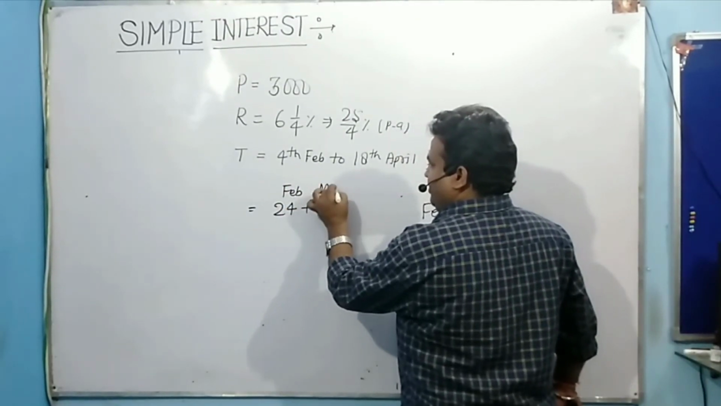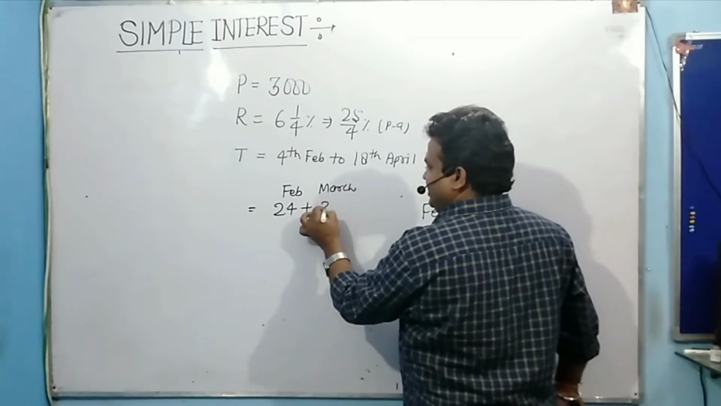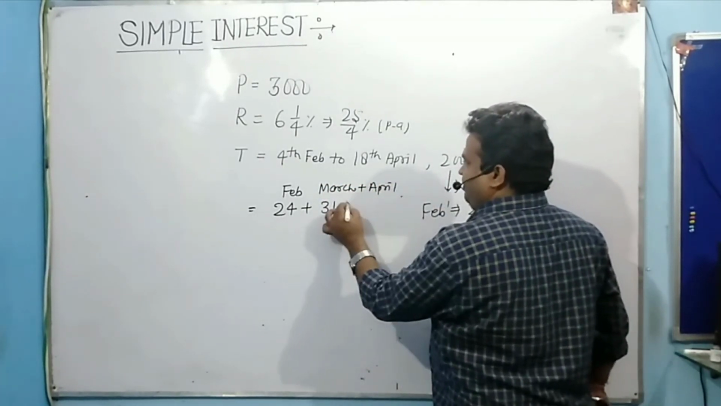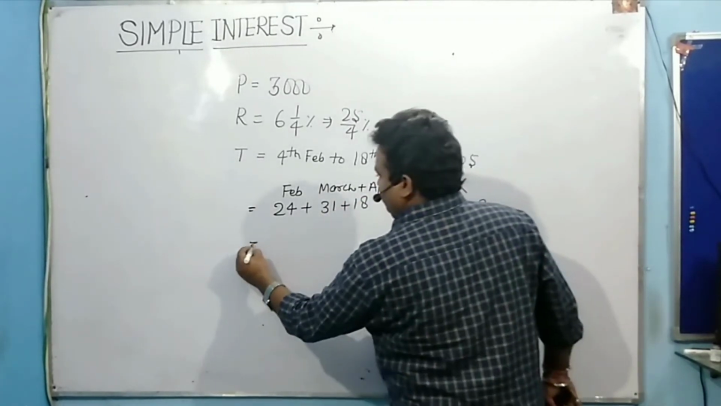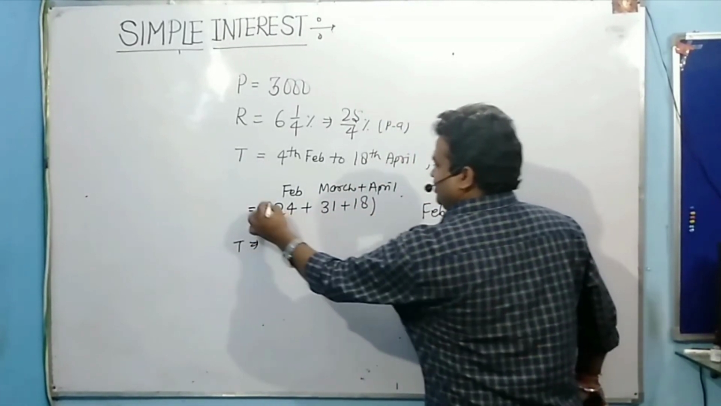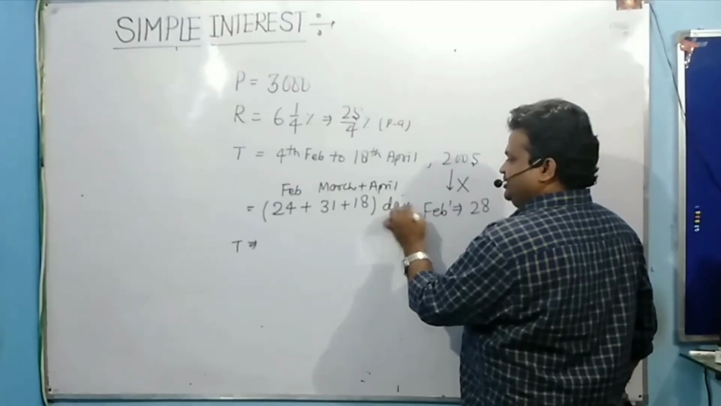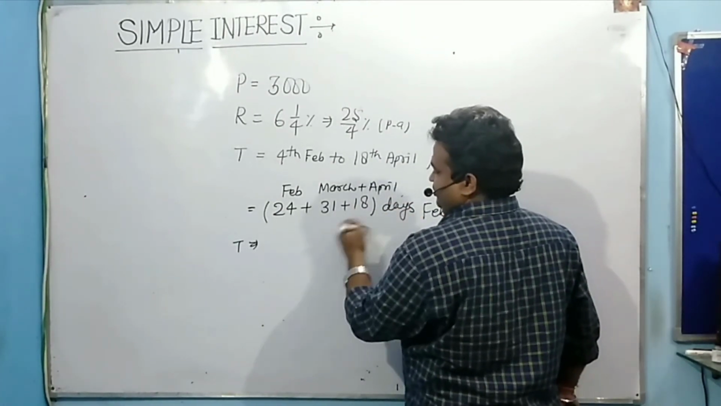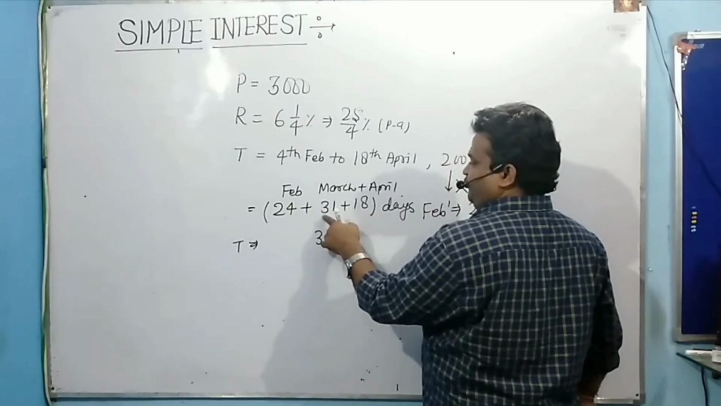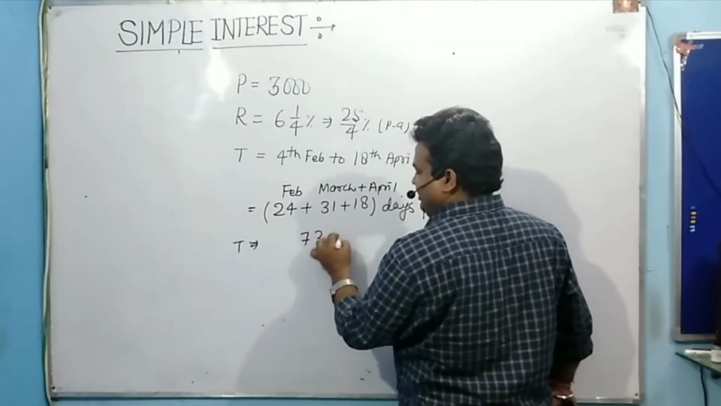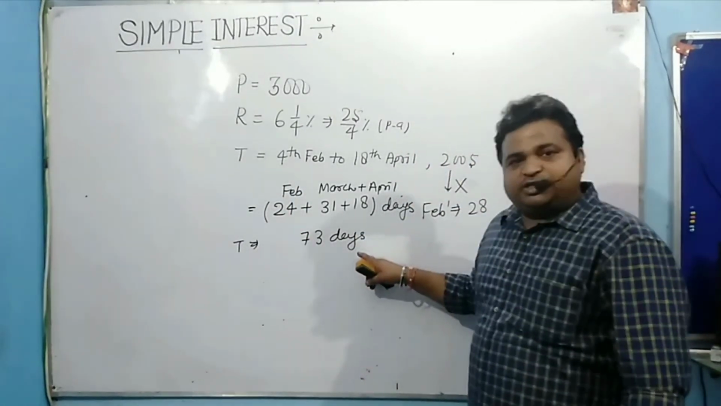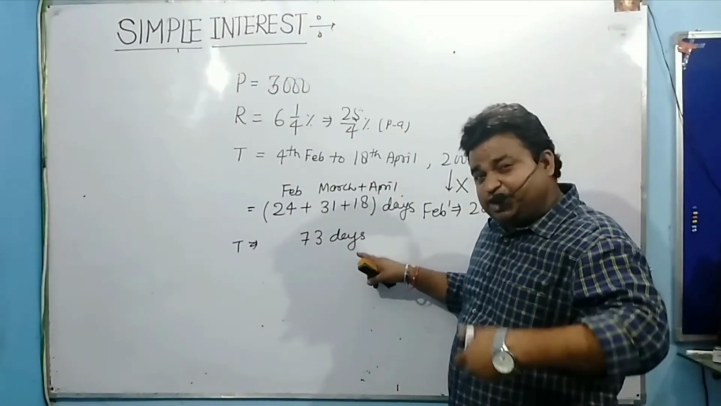Plus in March, how many days? In March there are 31 days. Plus in April, how many days? In April there are 18 days. So what is the time in days? In this case, 4 and 1, 5, 8, 13, carry 1, so 4 and 5, 6, 7, 73 days. So the time in days, but the concept is you convert these days into years.